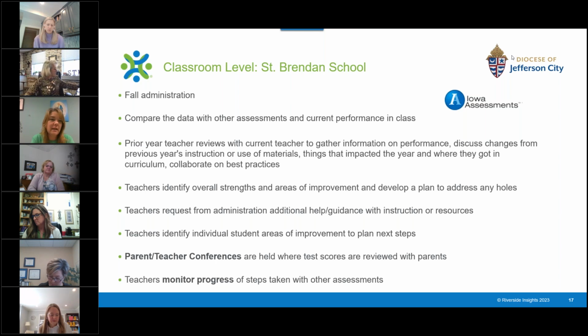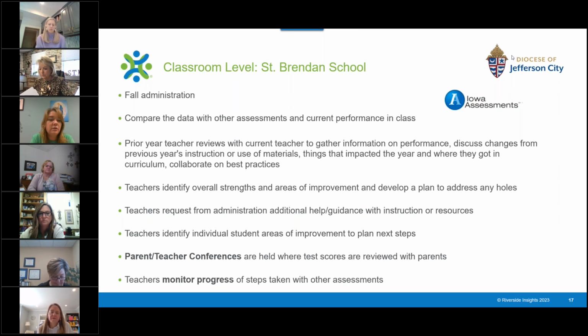So they can say, I see that this keeps happening. This is an area that the students need improvement in, but I don't know what else to do. So we have our monthly meetings, and it also gives another opportunity for them to say, you know, I'm trying this, I'm not really seeing the growth that I would like. What else can I do?